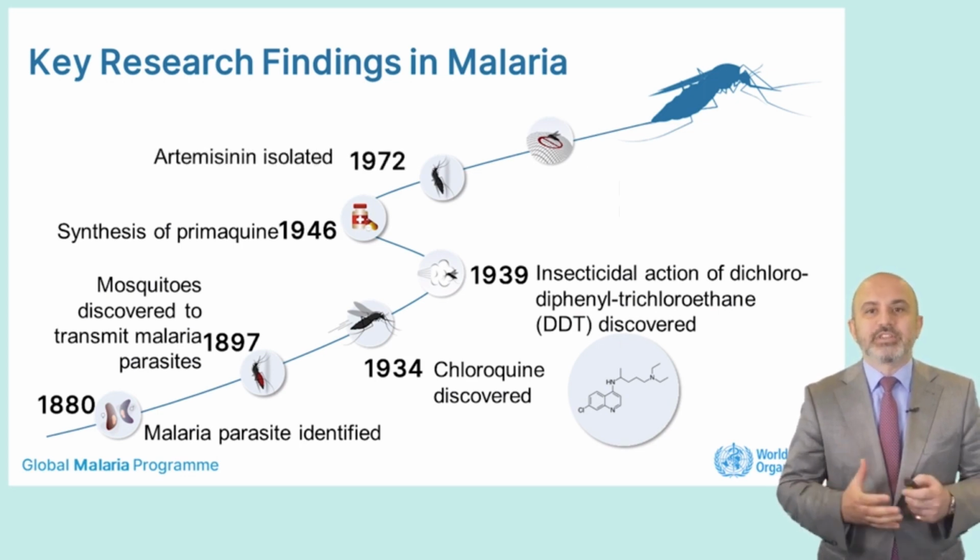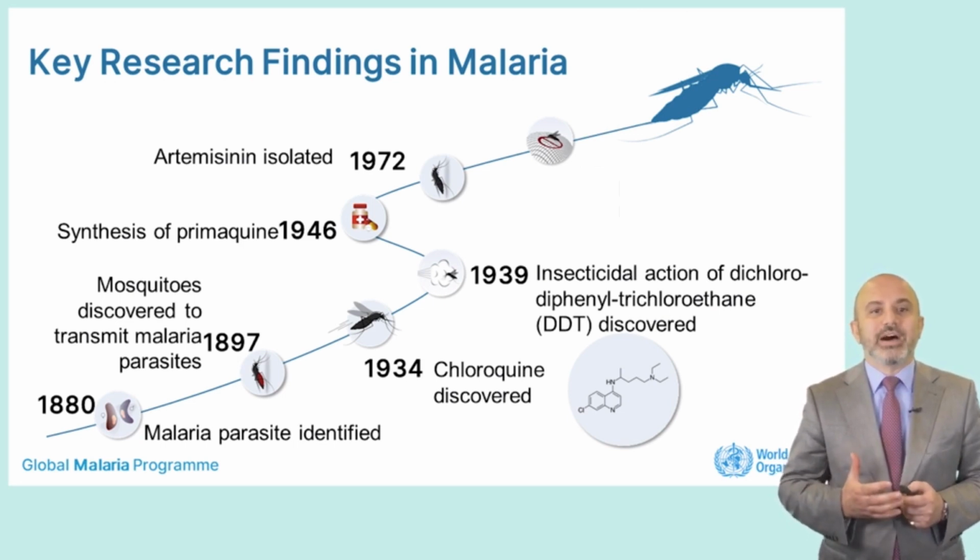Artemisinin was discovered in China in 1972. The discovery of artemisinin dramatically changed the landscape to combat malaria. There was a shift away from quinine-based antimalarial drugs to artemisinin combination therapies due to the emergence of parasite resistance to quinoline drugs, that is quinine, chloroquine, primaquine and amodiaquine.